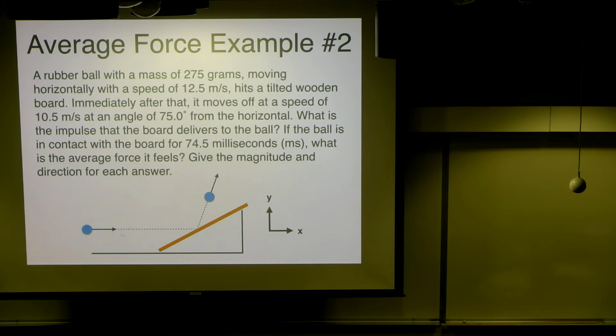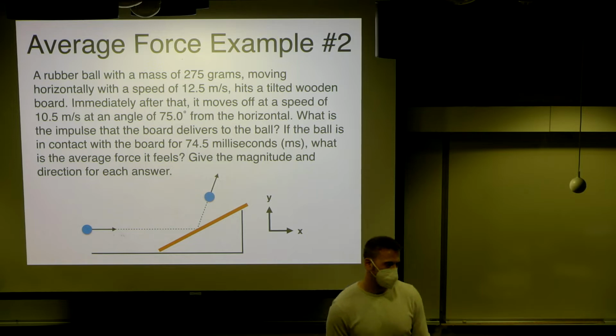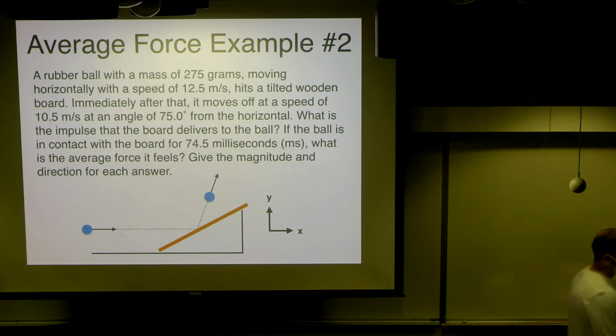Let's do another example where the geometry is a little bit more complicated. In the example we just did, all the motion happened in one dimension along the x-axis. Now let's do one where there's two-dimensional motion going on. It works the same way, but we have to be a little bit more careful about how we're dealing with vectors, okay?